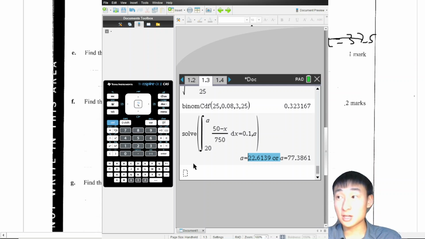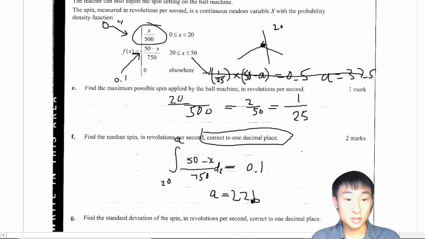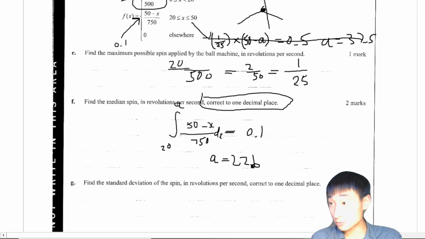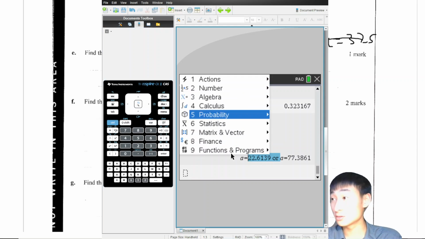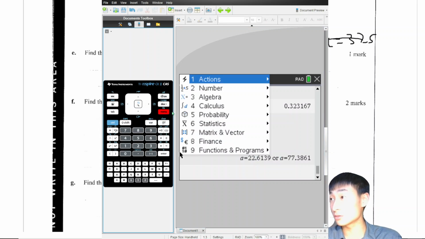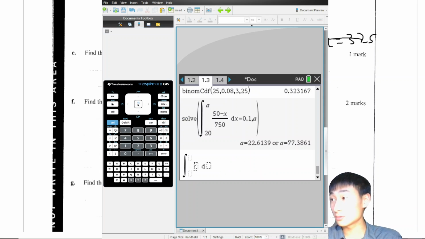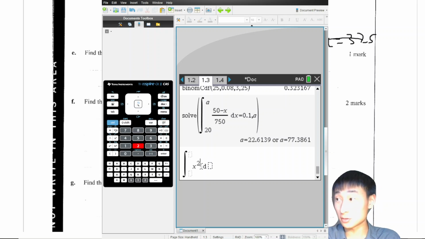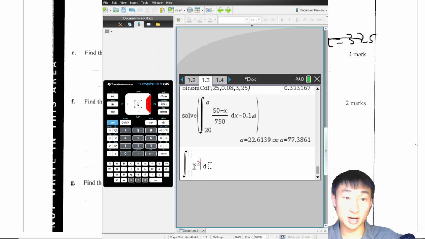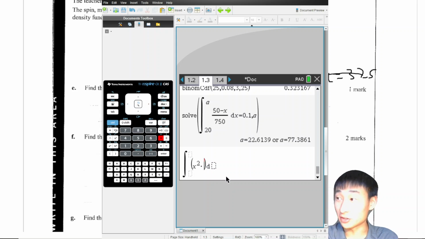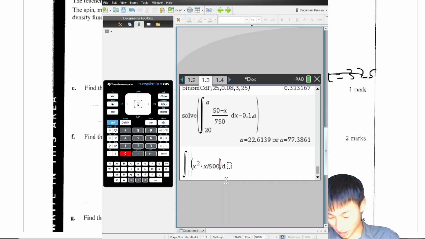Find the standard deviation of the spin in revolutions per second. Standard deviation, well, can't you just use the variance formula and then square root it? What? It's 3 marks, but integral, you just do that for both, don't you? It's just a lot of work. There's nothing hard about this question. It's just a lot of work on the CAS. So it's hard in that aspect.